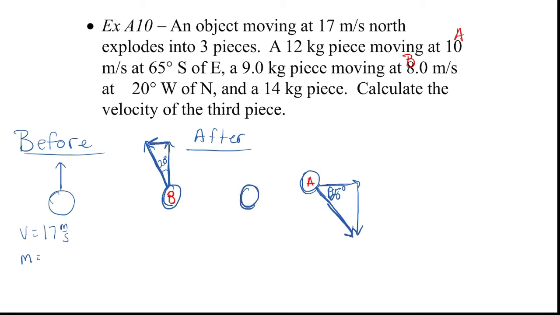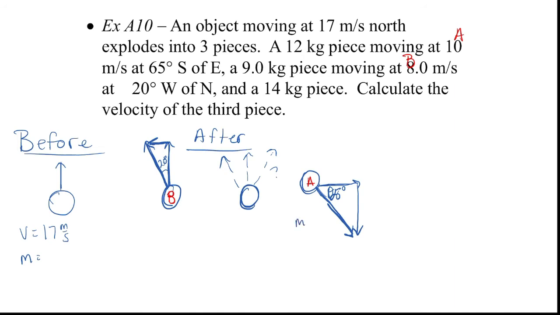I'm going to say it's probably going north in some way, because before we were going north, but I don't know if it's fully north or northeast or northwest. We're not too sure of that, and that's what we're trying to find. We're trying to find not only its velocity, but also the direction it's going in.